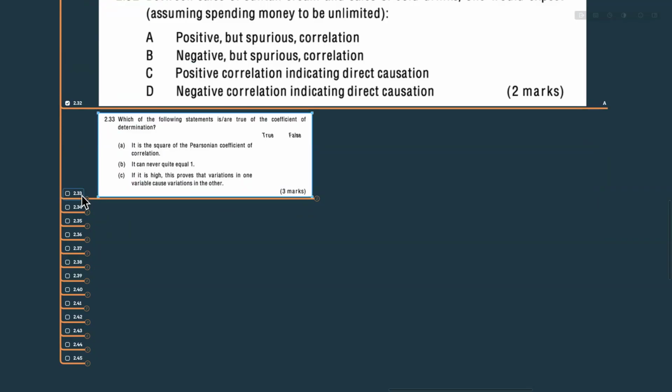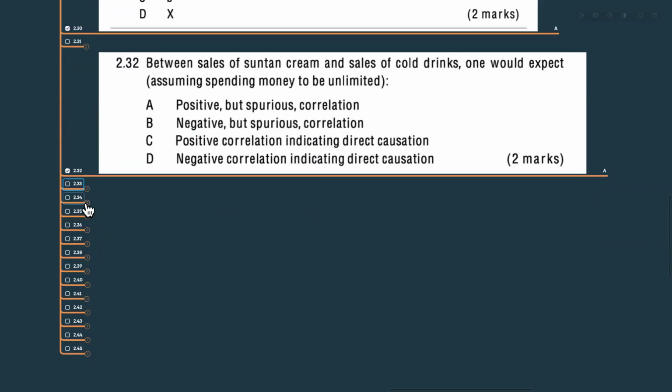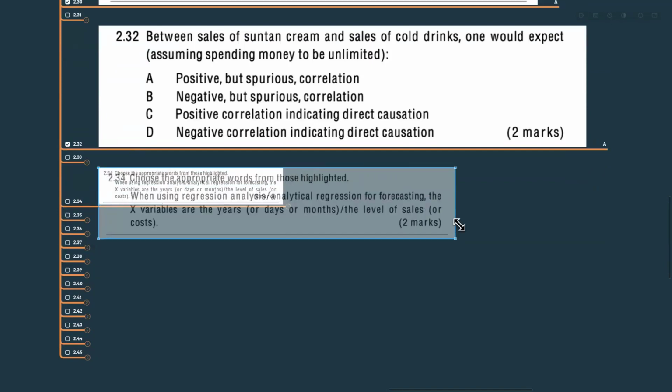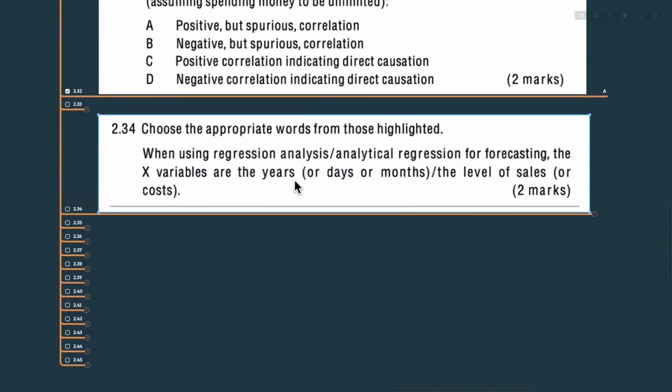Right, 2.13, we have to see some questions and we will come back later. And 2.34, right, here see, choose the appropriate words from those highlighted. When using the regression analysis or analytical regression, there are two items, okay? In these two items, guys, we are using the terminology regression analysis or analytical regression. What is the correct terminology?